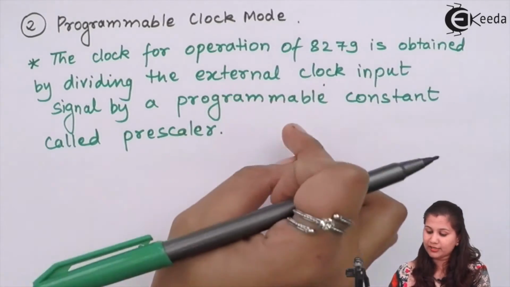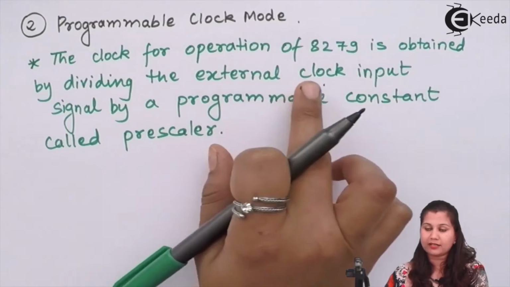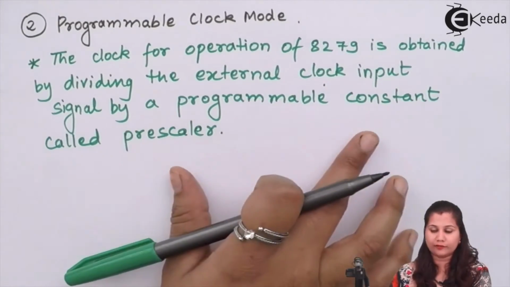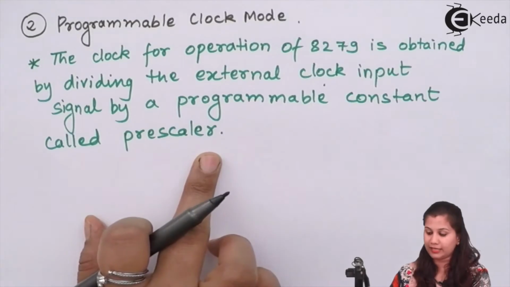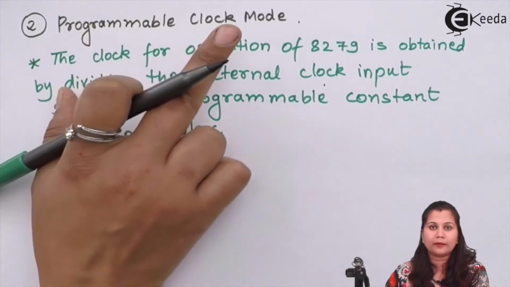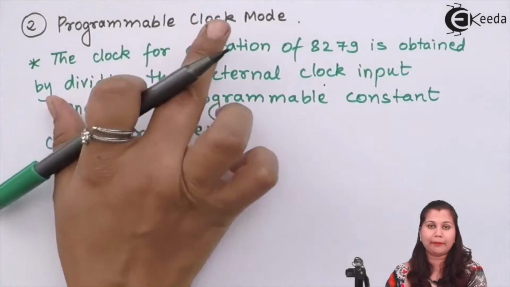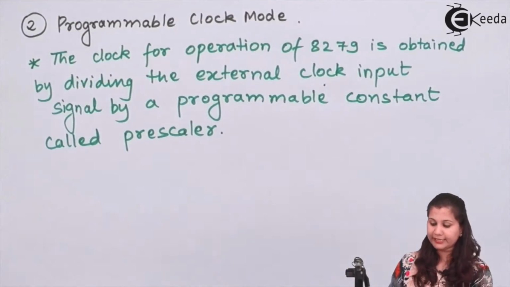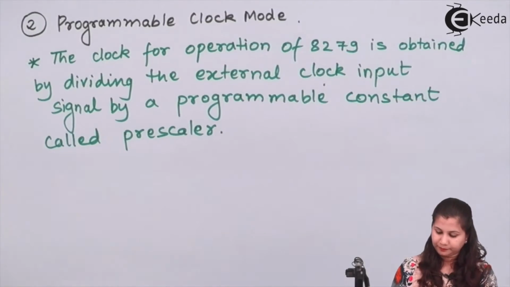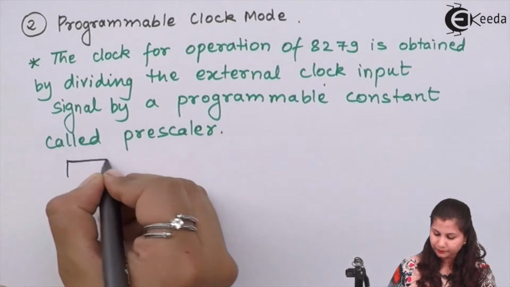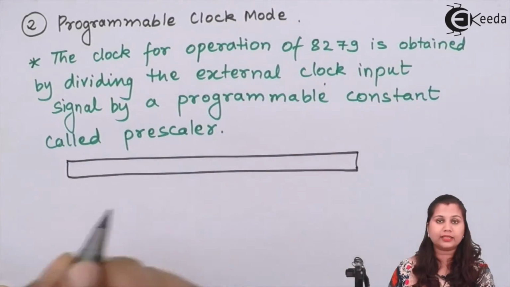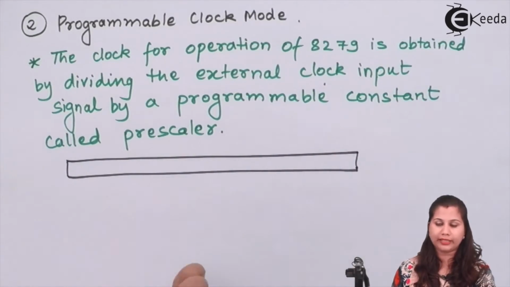Now, by which is this to be divided? This external clock frequency is divided by a programmable constant which is known as the prescaler, and this programmable constant is provided in the command word of the programmable clock mode. So let us see the command word for this mode. Again, the command word is going to have the 8 bits.